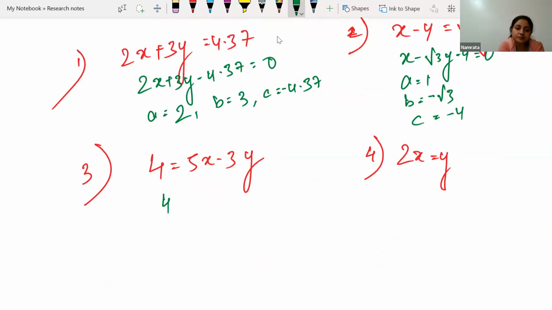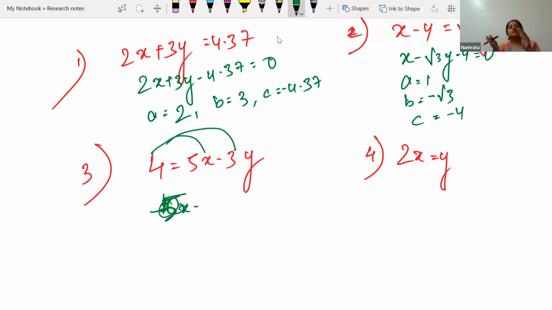How can we write this one? 5x plus 3y plus 5x plus 4 equals 0. Plus 3y or minus 3y? Plus 3y. So are you shifting 5x to the other side, 3y to the other side? So it will become minus 5x. Minus 5x minus 3y plus 4 equals 0.